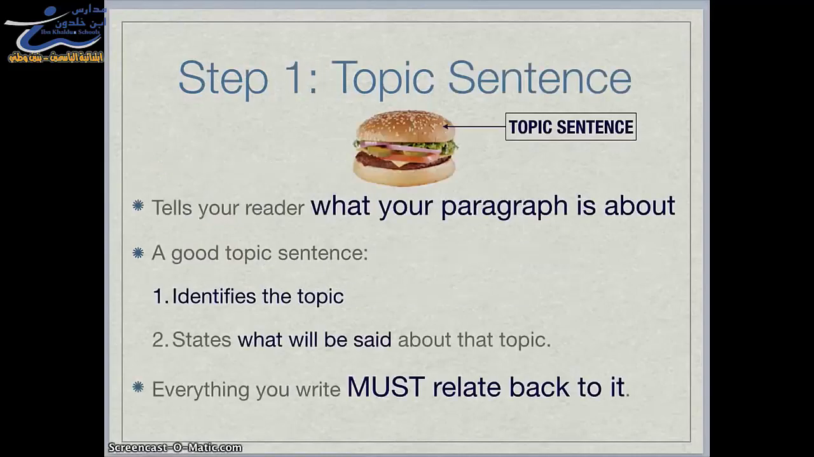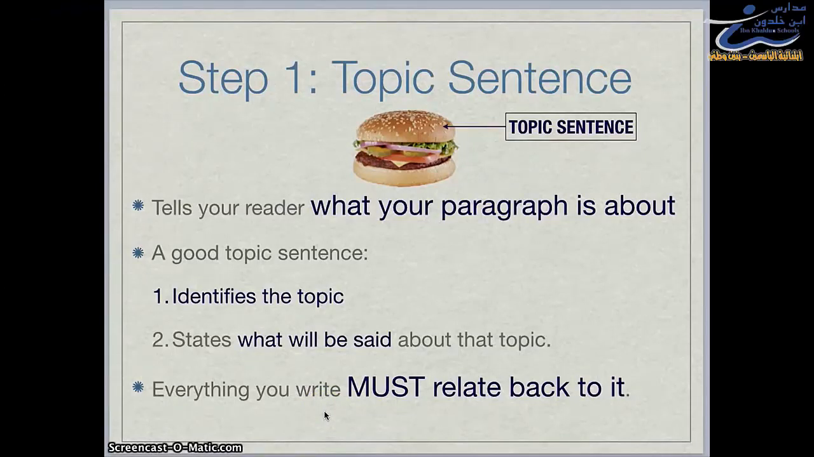So let's start at the beginning, the topic sentence. This is the first thing you're going to write in any paragraph. It tells your reader what your entire paragraph is going to be about. A good topic sentence has to do 2 things. It has to identify the topic, but it should also say a little bit about what you're going to say about that topic. The bottom sentence here on this slide is super important. Everything that you write after the topic sentence must relate back to that topic that you identify in the beginning.